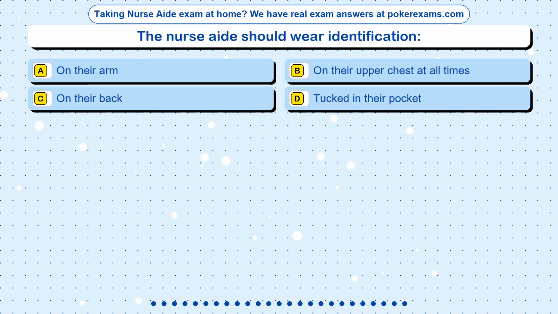Question 4. The nurse aide should wear identification: Option A. On their arm. Option B. On their upper chest at all times. Option C. On their back. Option D. Tucked in their pocket.